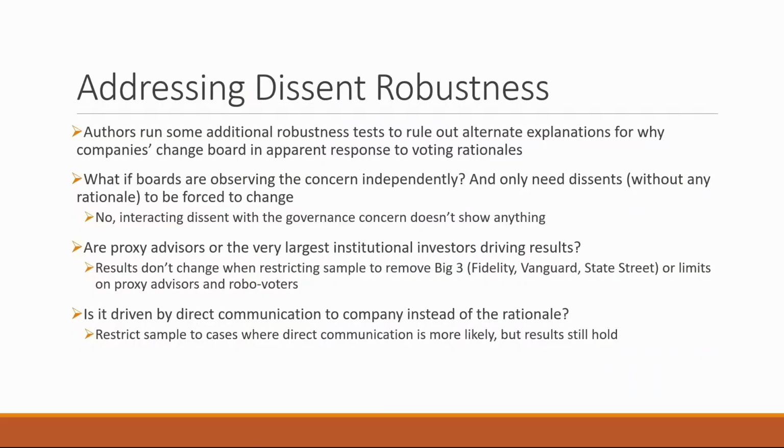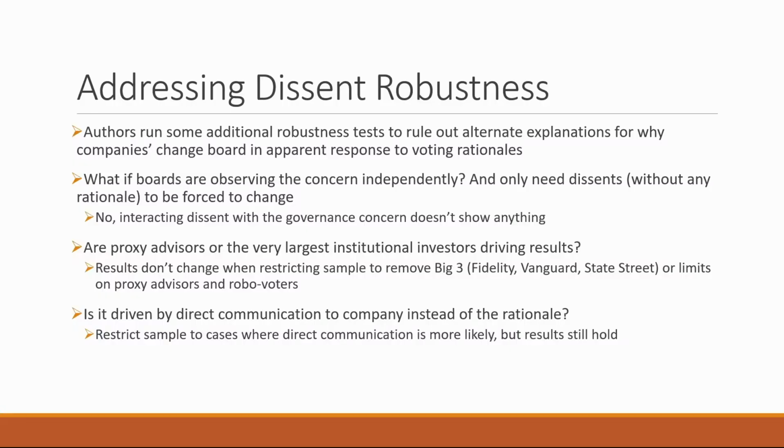Okay, so they run a few additional robustness tests on this dissent to rule out some alternative explanations for why the companies changed the board apparently in response to those voting rationales. So what if the boards are observing this concern independently of the rationale? And so all that really needs to happen is that there's no votes. You don't need to give rationales. Nope. If you interact just that there was lots of no votes, it doesn't show a shift in that specific governance concern.